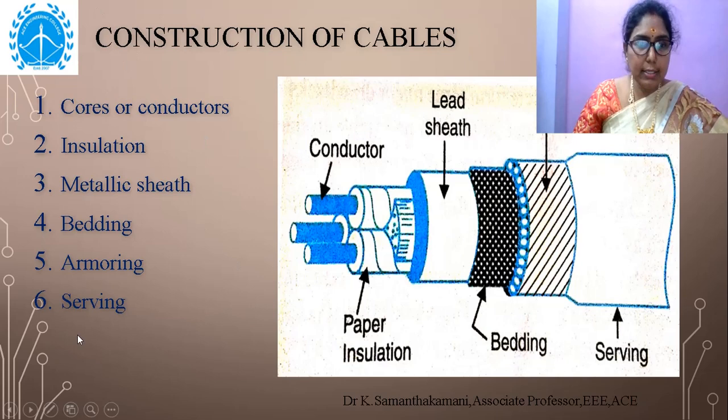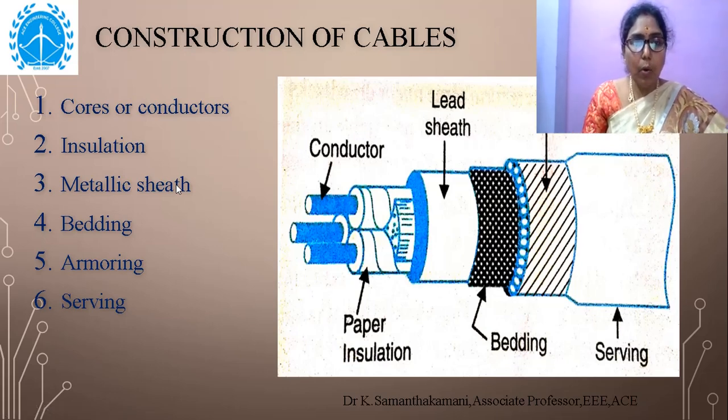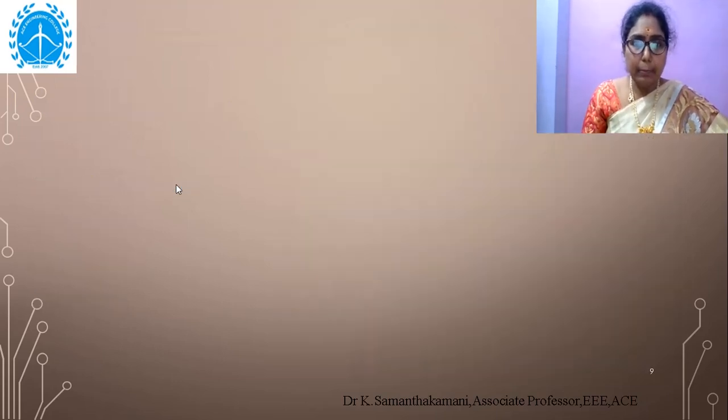So all these six will be there in every cable, and sometimes depending upon the voltage requirements, some of the layers may not be required. First of all, there is a conductor or core in a cable, and over that there is an insulation. Generally this is made with impregnated paper, and over that there is a metallic sheath. Generally lead is used as the metallic sheath, and after that bedding is done. We will see what each of these layers is.